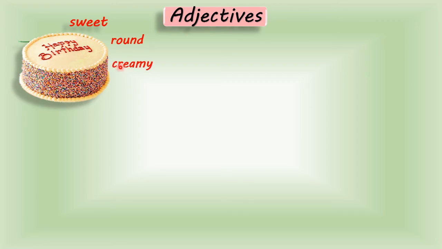Now see what is next? Creamy. As you all can see, there is a lot of cream on this cake, so it must be very creamy. Again, creamy is telling about the cake. It is giving information about the cake. Delicious. Delicious means tasty. This cake is really delicious.